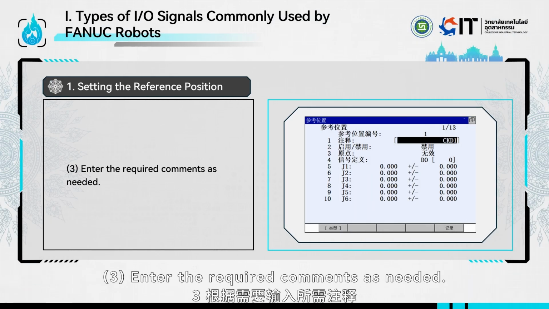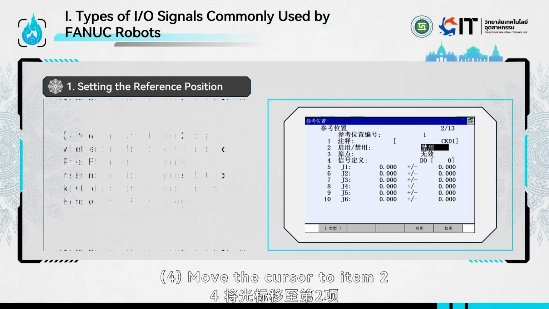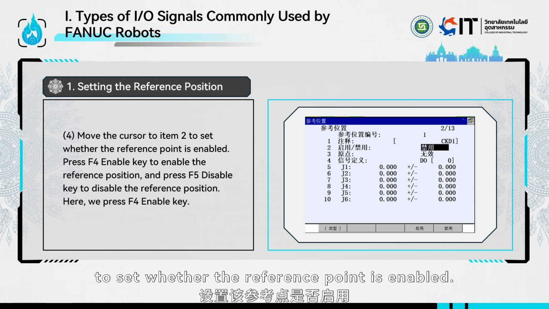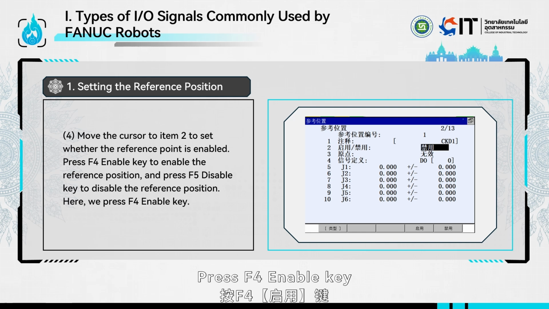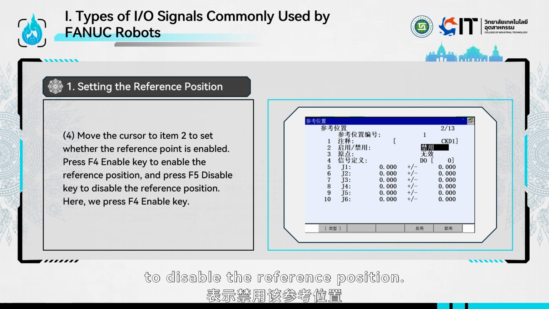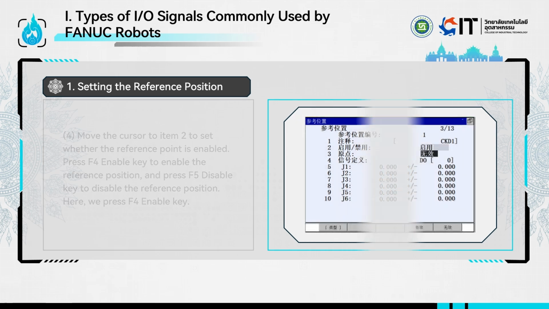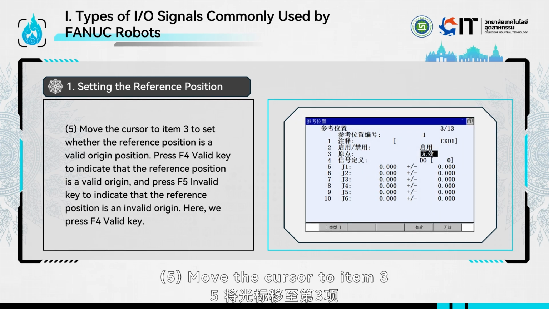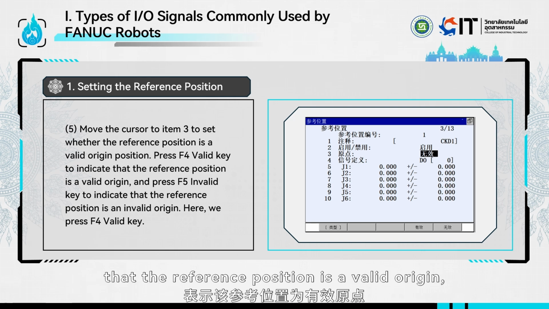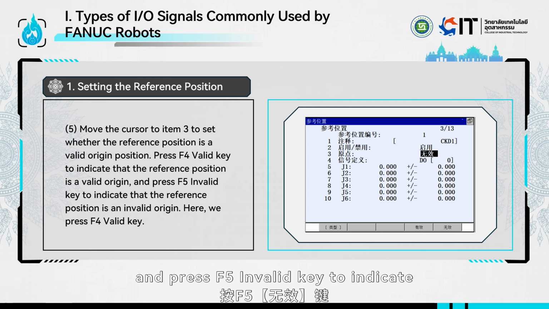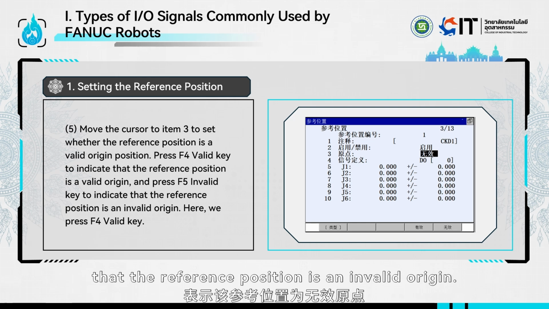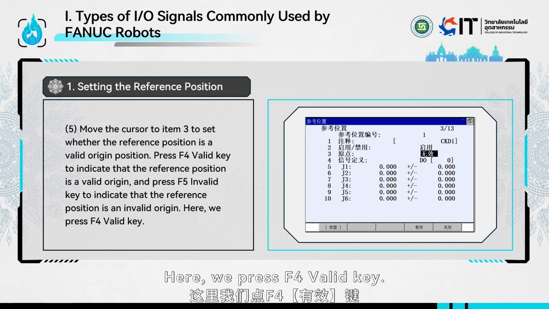3. Enter the required comments as needed. 4. Move the cursor to item 2 to set whether the reference point is enabled. Press F4 Enable key to enable the reference position, and press F5 Disable key to disable the reference position. Here, we press F4 Enable key. 5. Move the cursor to item 3 to set whether the reference position is a valid origin position. Press F4 Valid key to indicate that the reference position is a valid origin, and press F5 Invalid key to indicate that the reference position is an invalid origin. Here, we press F4 Valid key.